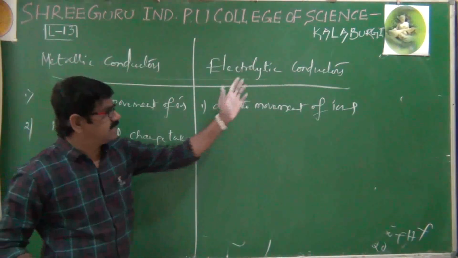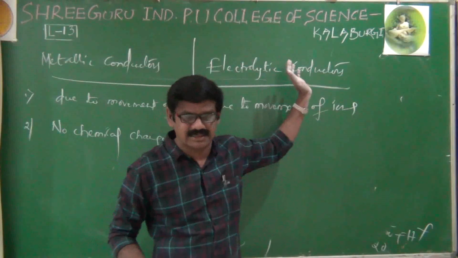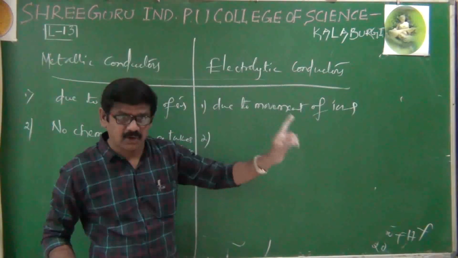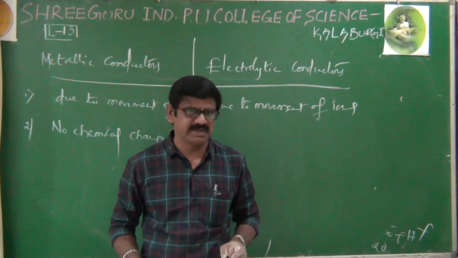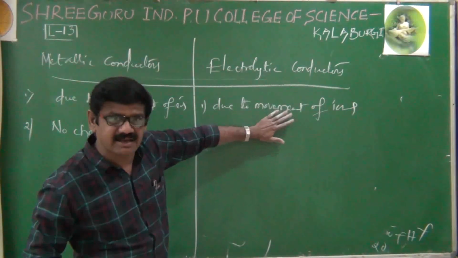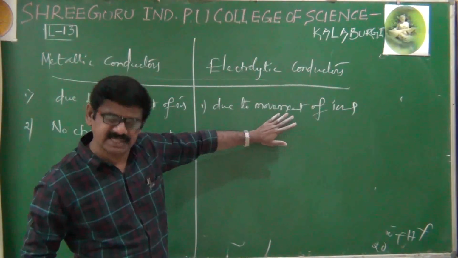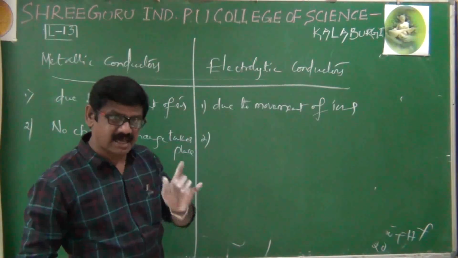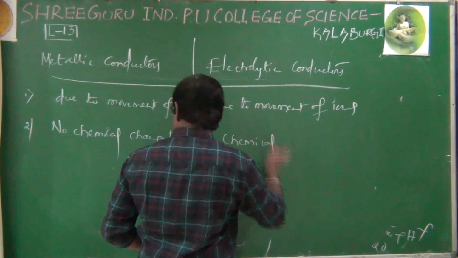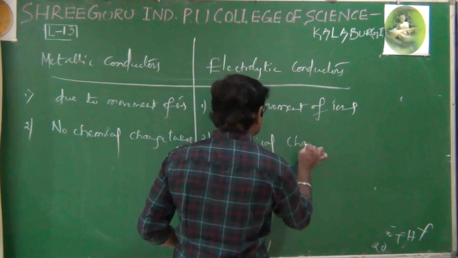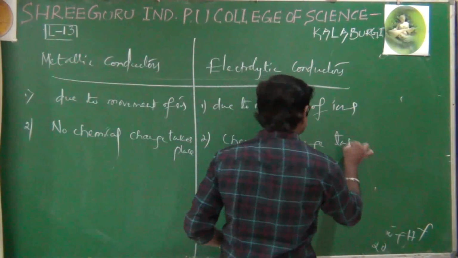Here, as far as electrolytic conductors are concerned, at the anode oxidation is taking place, at the cathode reduction is taking place. Nothing but chemical reactions are taking place. Nothing but chemical change occurs. Chemical change takes place.